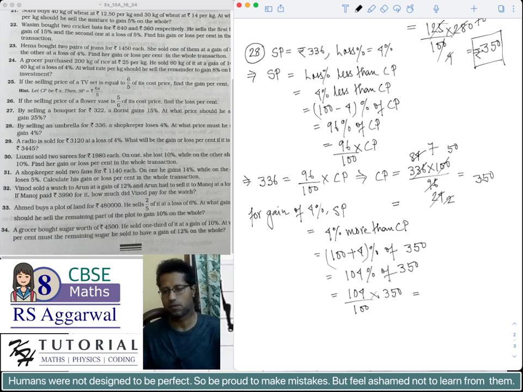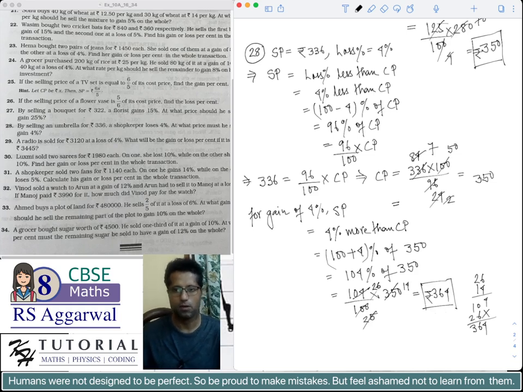This is equal to 4 divides 104 with 26. 4 divides 100 with 25, and 25 divides 350 with 14. So we have to multiply 26 and 14. This is 364. So the selling price has to be rupees 364 so as to make a gain of 4%.